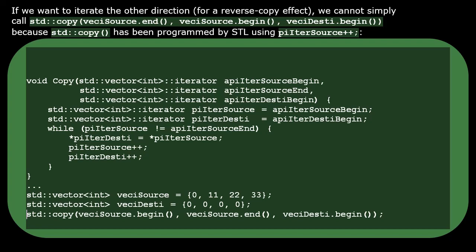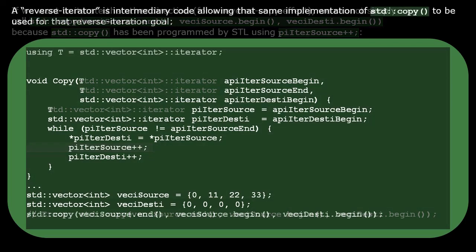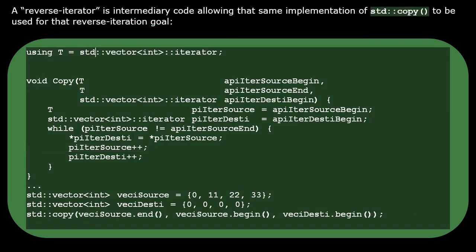Now assume that our goal is to reverse the item's order while we are copying them, still using the same copy algorithm. If you had tried to achieve that reversal by specifying source iterators in the opposite order, that wouldn't work, because this while loop's stepping uses a ++ operator, and repeatedly doing that ++ wouldn't ever get you from the end position to the begin position. Instead, use reverse-iterators.